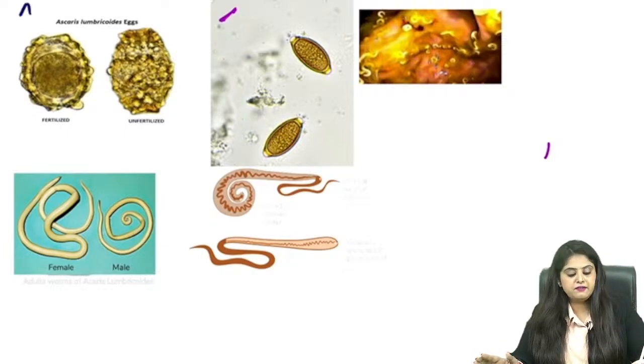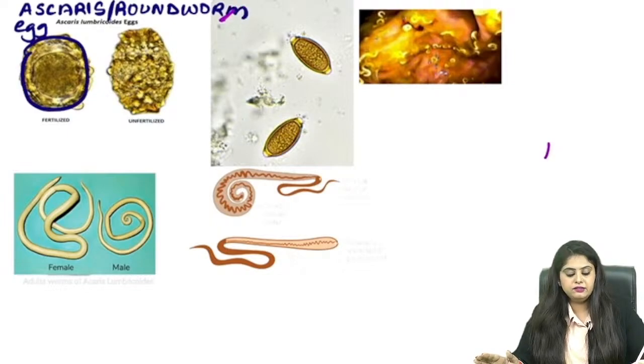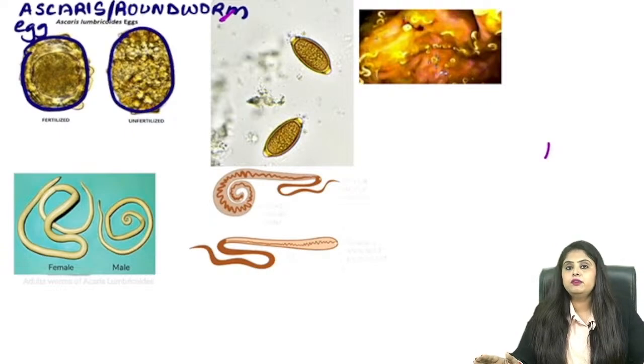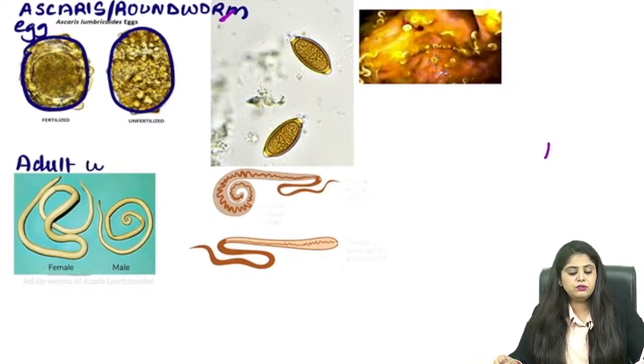So the first egg that we have is going to be the egg of Ascaris. Ascaris is nothing but roundworm, and of course roundworm is going to look round. The egg is going to look round like this. So this is going to be the roundworm egg. Now tell me, how does the adult worm look? The adult worm will also look round.